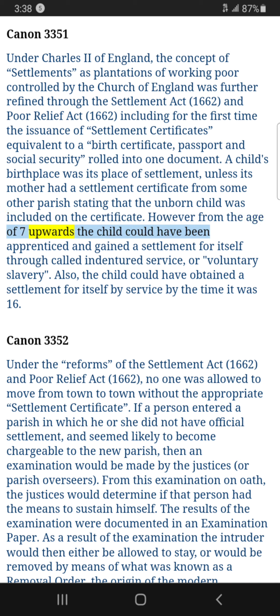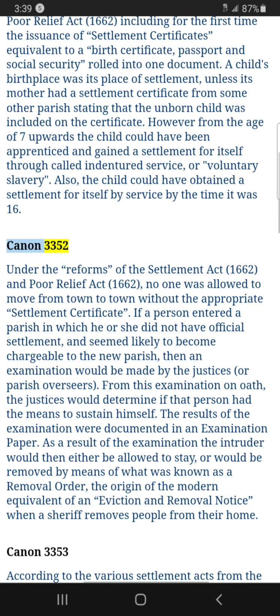However, from the age of 7 upwards the child could have been apprenticed and gained a settlement for itself through so-called indentured service, or voluntary slavery. Also, the child could have obtained a settlement for itself by service by the time it was 16. Canon 3352.